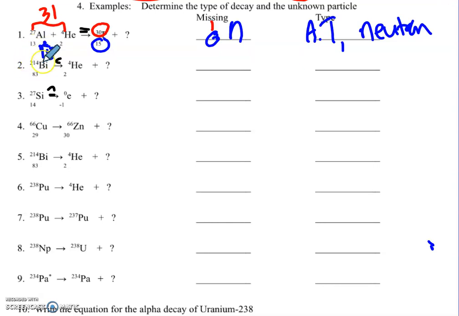So on this one, we have 214 bismuth. On the right, we have 4. What's missing? 210. On the left, we have 83. On the right, we have 2. What's missing? 81. So go check your periodic table, find atomic number 81, and you will find that it is Tl. And if you look at that picture, what's missing? This particle, and we have an alpha decay.